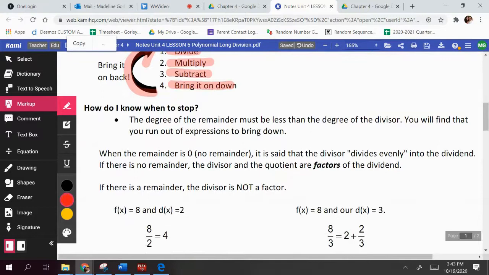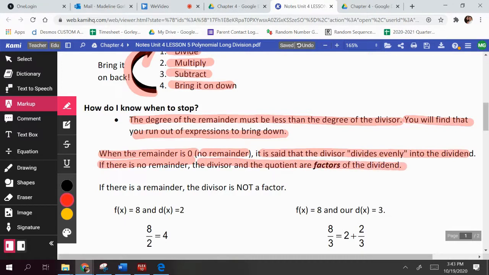How do I know when to stop? Well, the degree of the remainder will be less than the degree of the divisor, or what you're dividing by. You will find that you run out of expressions to bring down. Please note that when the remainder is 0, or when you don't have a remainder, it's said that the divisor divides evenly into the dividend. Basically, if there's no remainder, the divisor and the quotient are factors of the dividend.